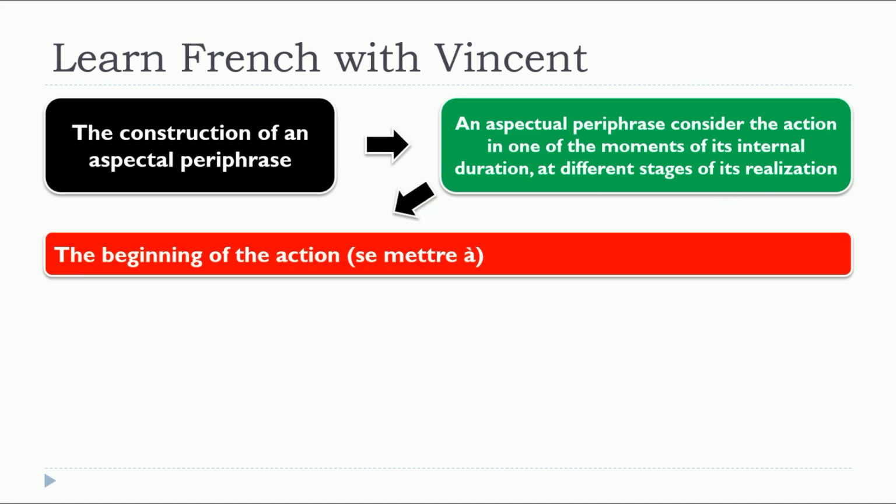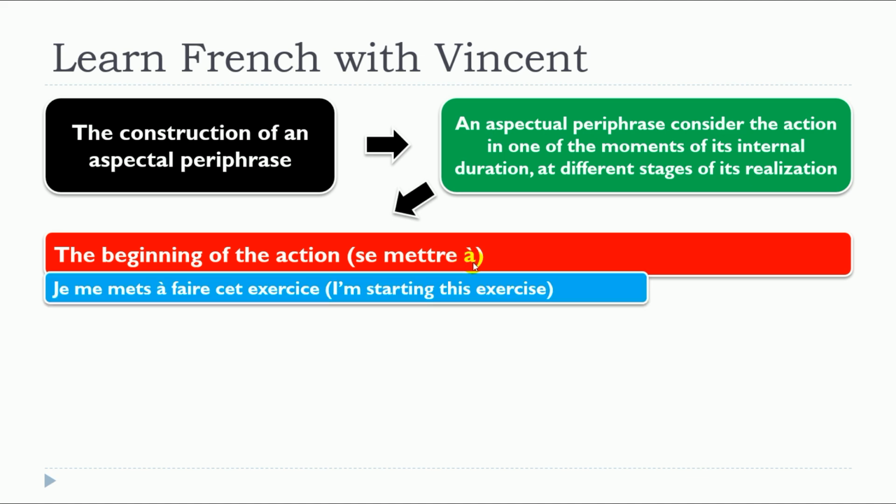We'll have three ways. The first way will be the beginning of the action, and to express the beginning of the action, we will use se mettre à. Je me mets à faire cet exercice. So in that case, by using se mettre à, you want just to express the beginning of the action.